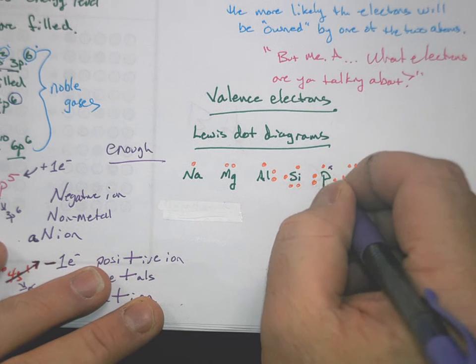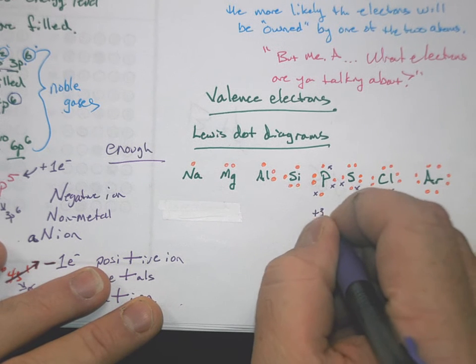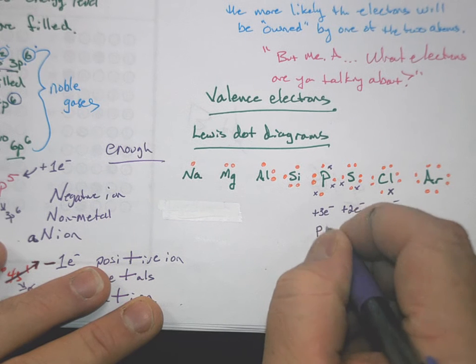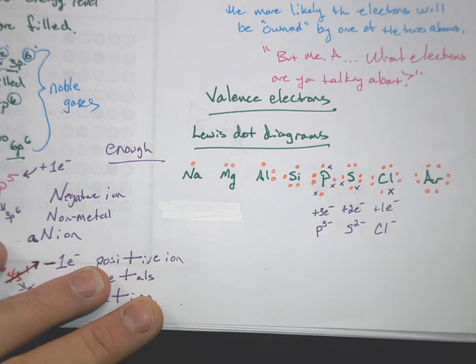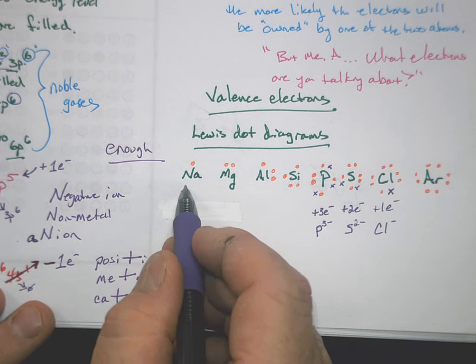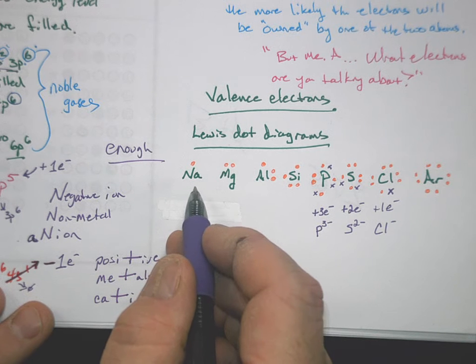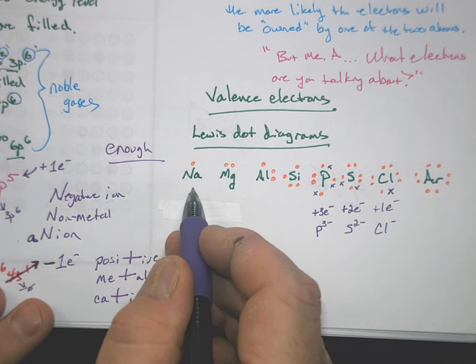Phosphorus will be adding 3 electrons to make a P 3-. Okay. How about sodium over here? Are we gonna throw 7 electrons in there?